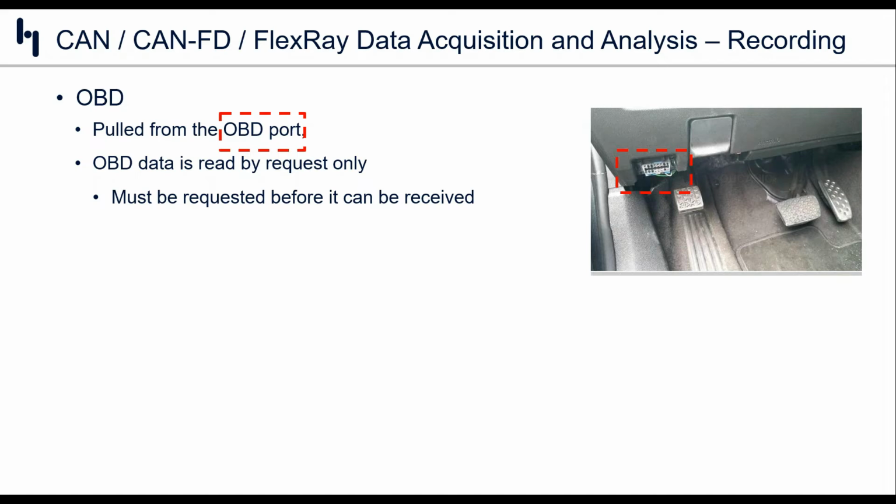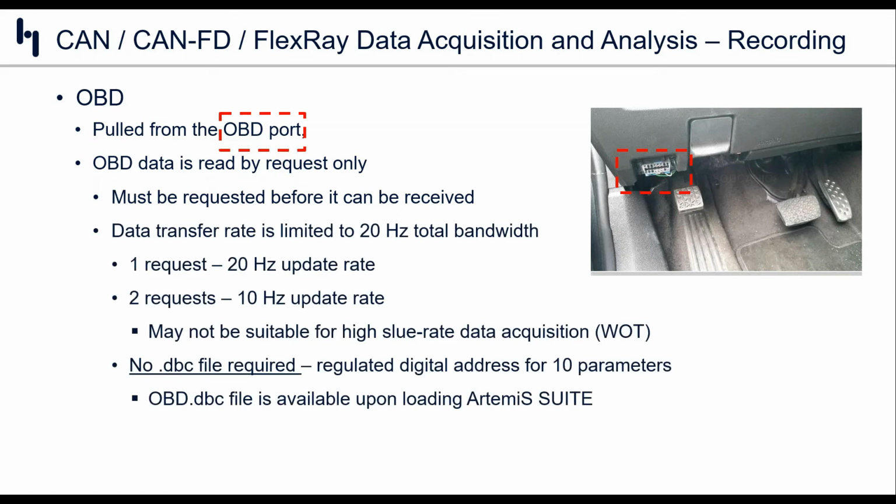OBD data is read by request only, and it must be requested before it can be received. So data transfer rate is limited to 20 Hertz total bandwidth. For instance, with a single request, you can get up to a 20 Hertz update rate. For two requests, say engine RPM and vehicle speed, you'd have a shared 10 Hertz update rate for each. So this might not be suitable for high slew rate data acquisition like wide open throttle, where you have a high change of RPM in a small amount of time.